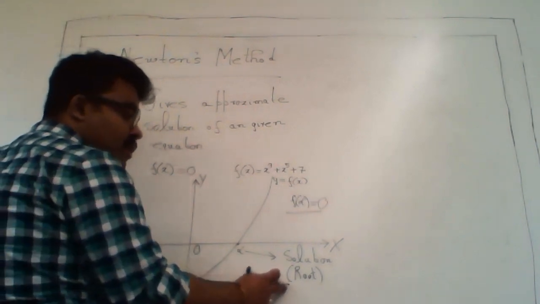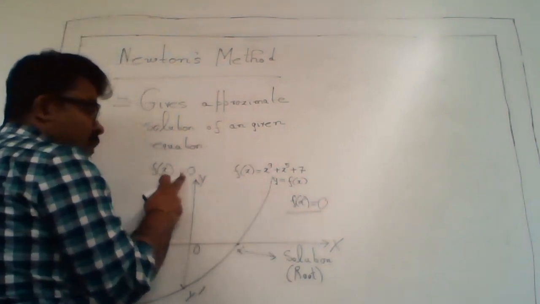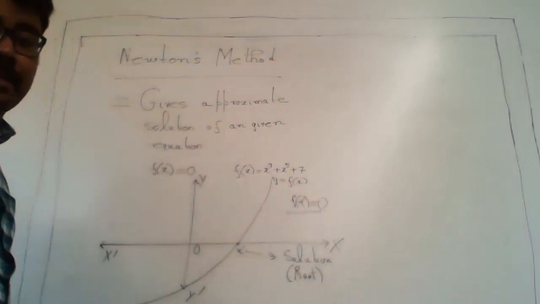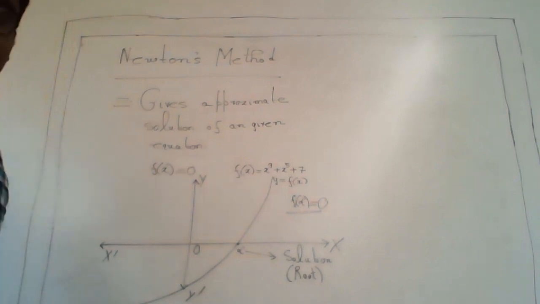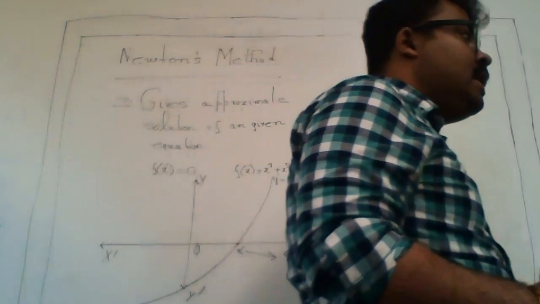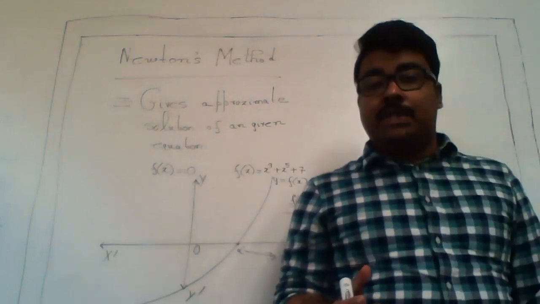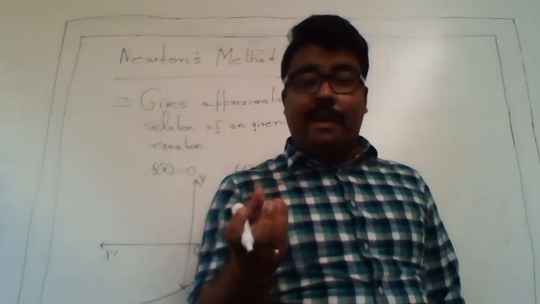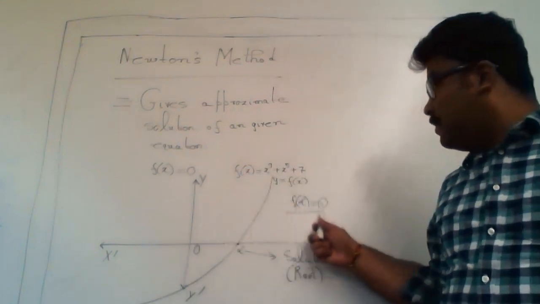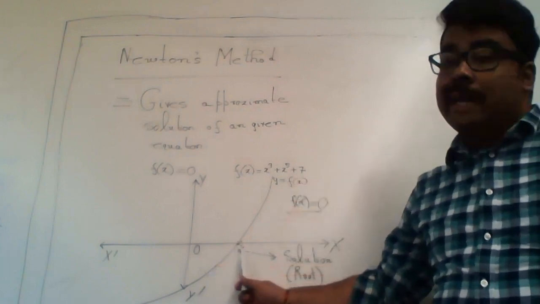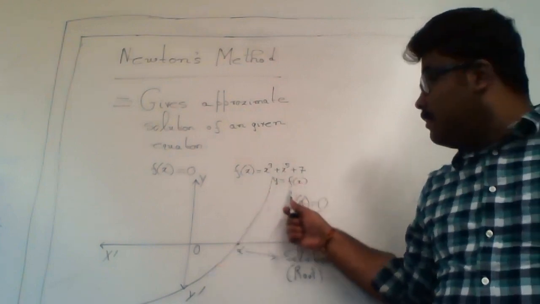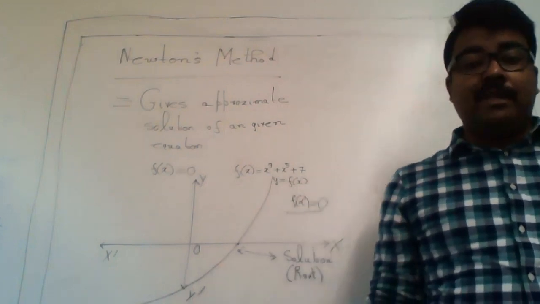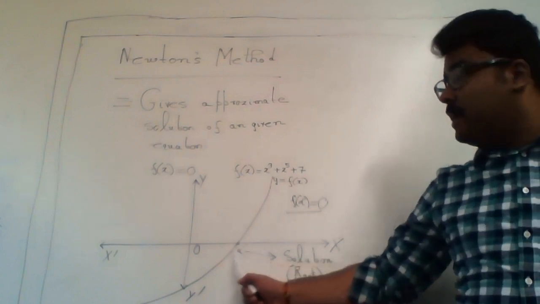So the solution or the root of an equation f(x) equals 0 is a point alpha such that the value of the function at alpha is 0. These are the two ways in which you can define the solution of an equation. When I say I want to solve the equation f(x) equals 0, I mean I want to find that value alpha such that f of alpha equals 0, or equivalently, I want to find that point where the graph of y equals f(x) cuts the x-axis. So Newton's method gives us an approximate value of this alpha.